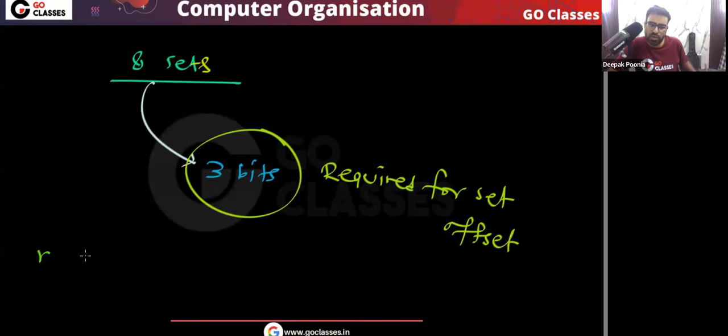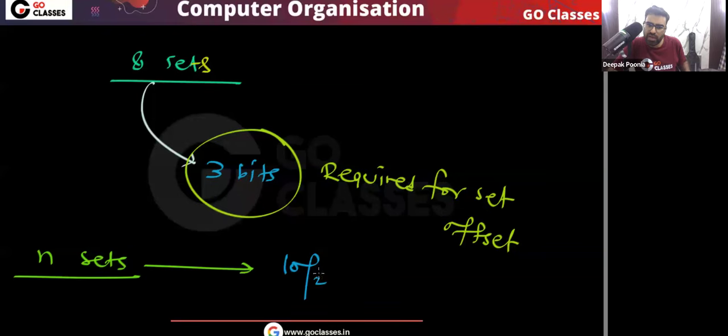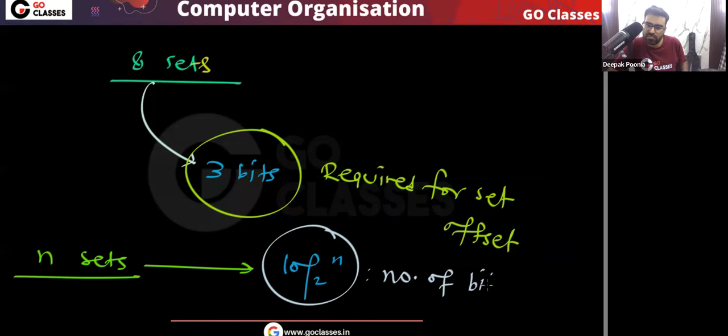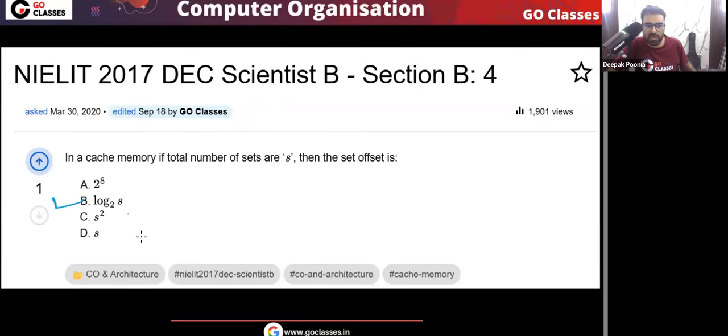Okay. So if you have a total of n sets, then what is the number of bits required for set offset? That will be log base 2 n. This will be the number of bits required for set offset. Okay, very simple point. So for this question, the answer will be option B.